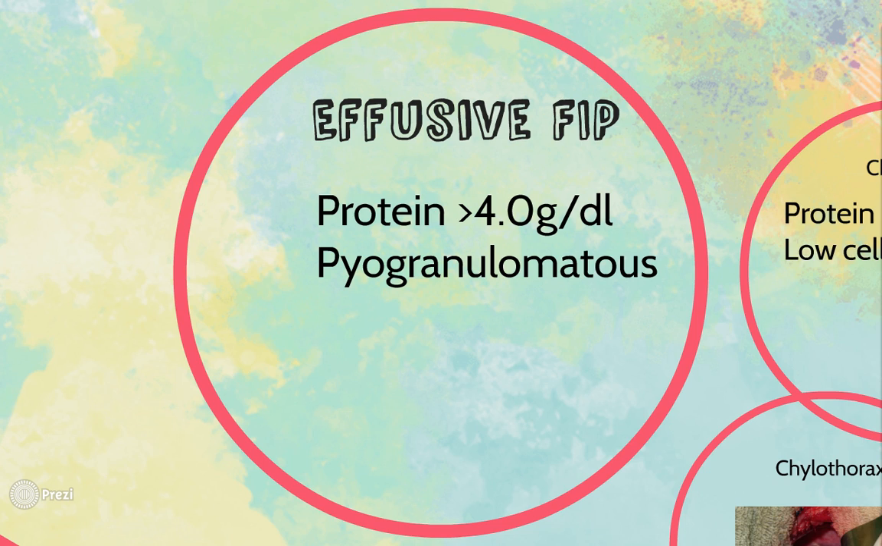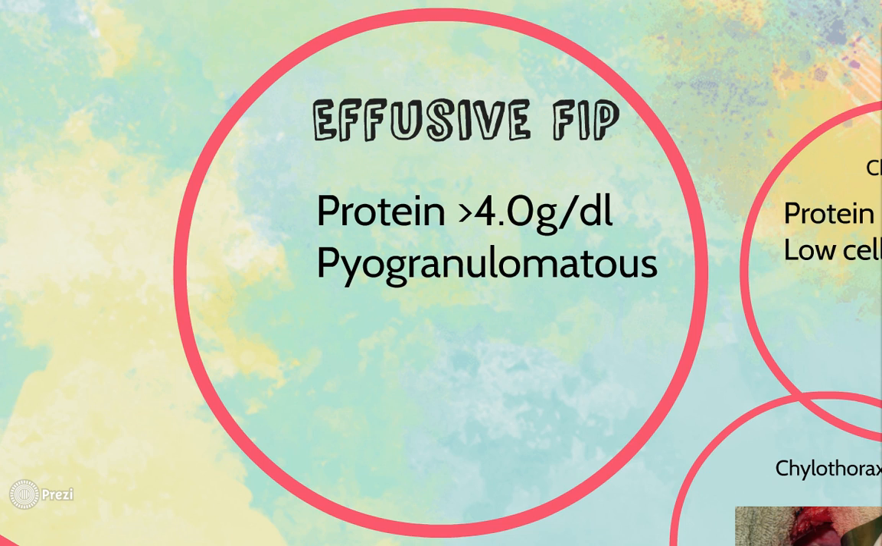So effusive FIP is what we'll be looking at in regard to cytology. And effusive FIP tends to be an accumulation of an effusion, so of an exudate in particular, in the thorax or in the abdomen. Protein is typically above 4.0 grams per deciliter, and most often we're seeing pyogranulomatous inflammation. The nucleated cell count varies. So it's kind of tricky because that way it can insert itself into a modified transudate or an exudate, depending on where it is in its progression.